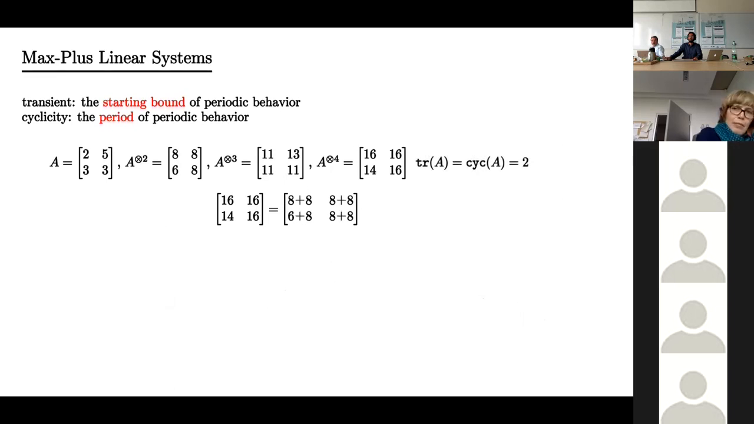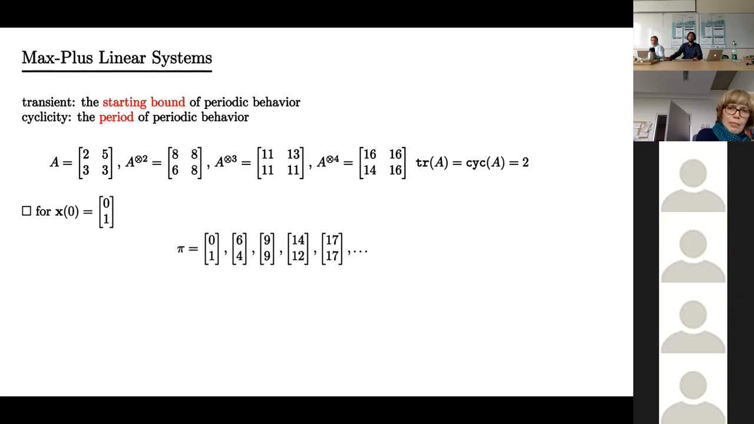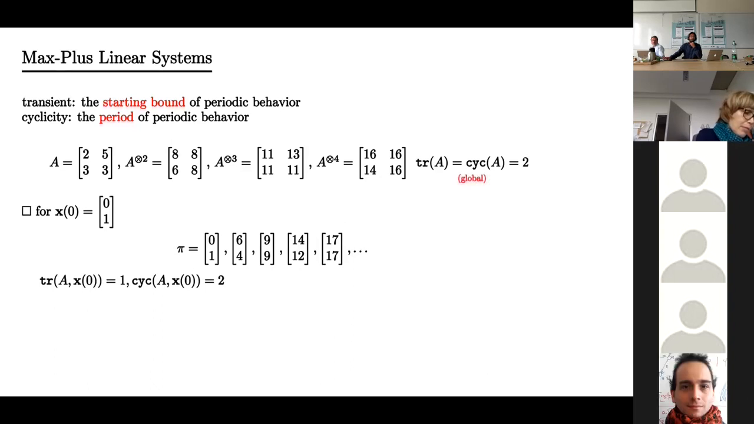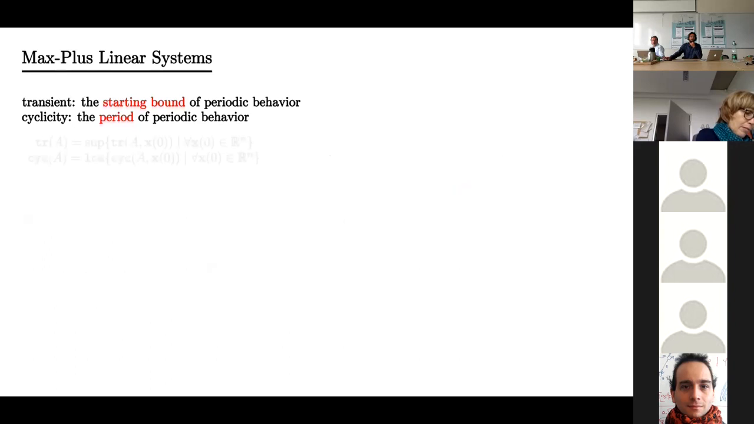It is possible that the dynamics of an MPL system starting from an initial vector has smaller transient or cyclicity. For instance, from this initial vector, its corresponding orbit is periodic with transient 1 and cyclicity 2. We call the transient and cyclicity computed from the matrix the global ones, while the ones computed from an initial vector are local. We can define the global transient as the supremum among all local transients and the global cyclicity as the least common multiple of all cyclicities.